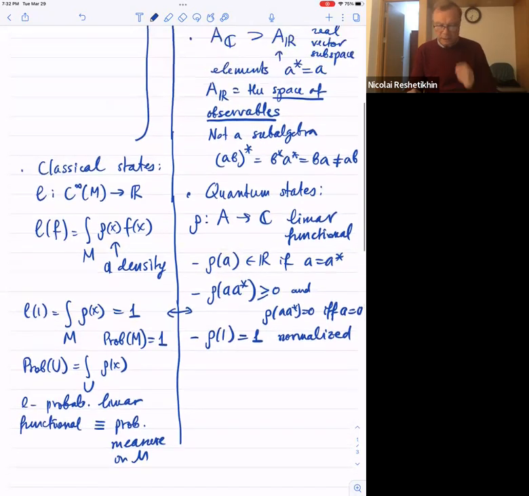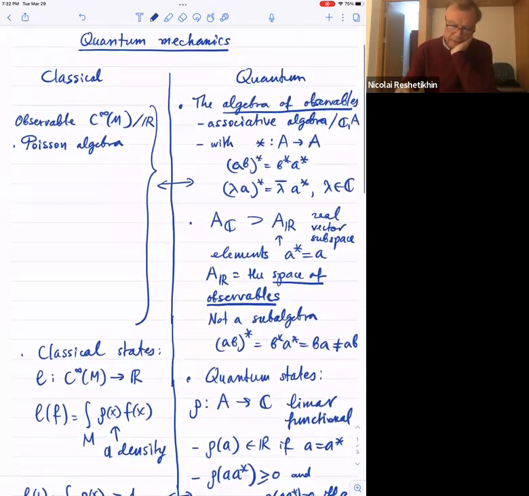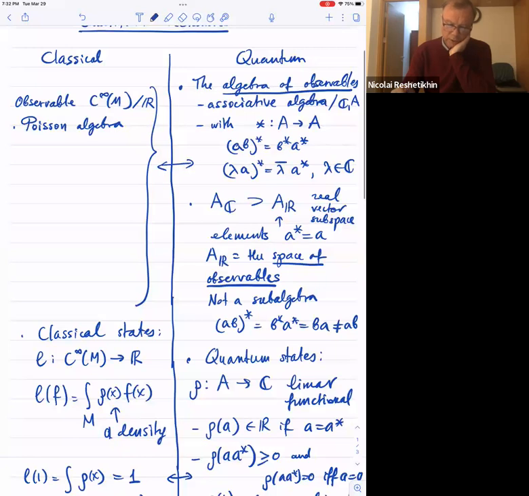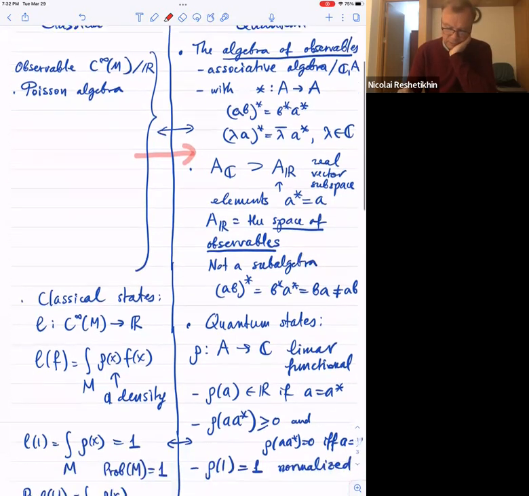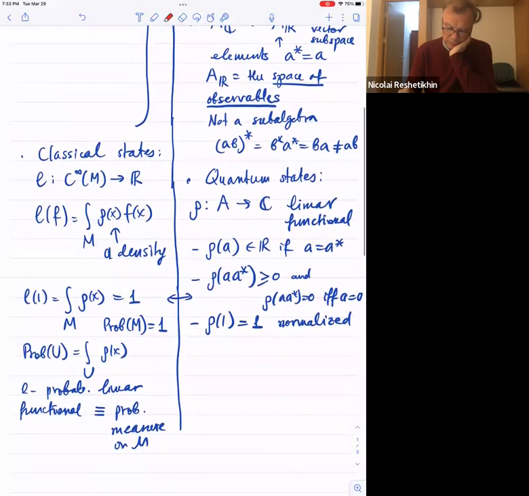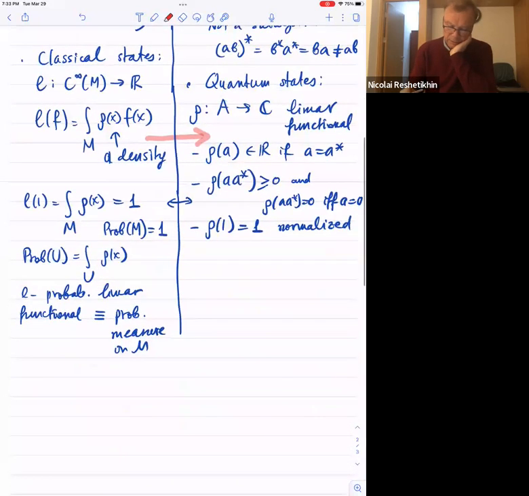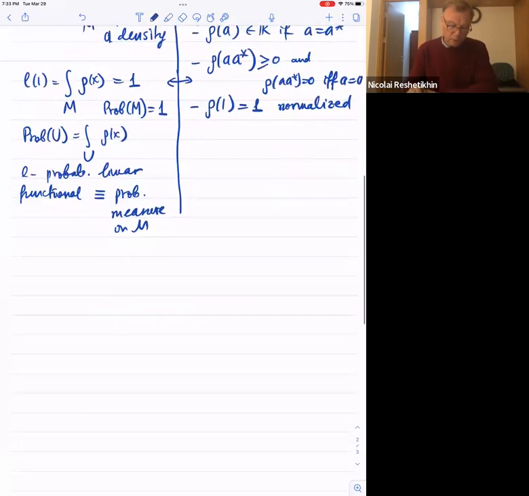So mathematically, quantization is really a passing from a Poisson algebra to an associative algebra. And we will discuss exactly how it happens in a moment. And states are just these quantum states. Okay, so let's look at examples.